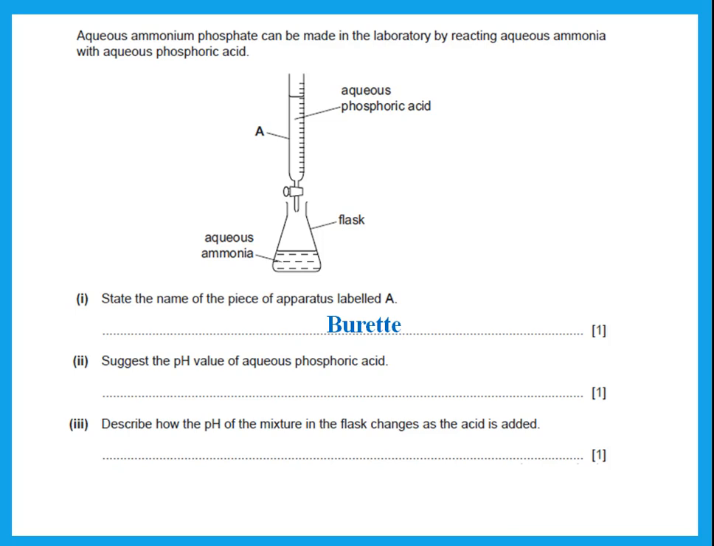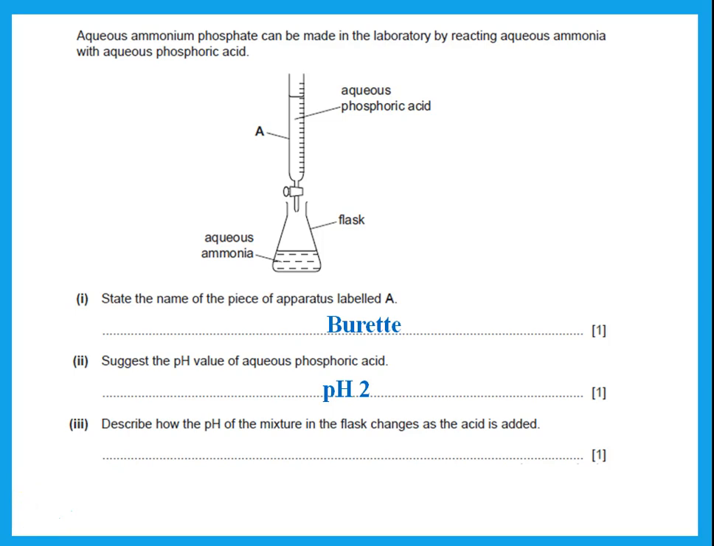Suggest the pH of phosphoric acid. Well, let's think. Phosphoric acid is what? You should remember that phosphoric acid is a strong acid. A strong acid means its pH could be 1 or 2 or 3. So choose any of them. So let's say pH 2. It cannot be more than that. Describe how the pH of the mixture in the flask changes as the acid is added. Remember, what would be the pH of the ammonia originally in the flask? Ammonia has a pH of what? We said ammonia is a weak base.